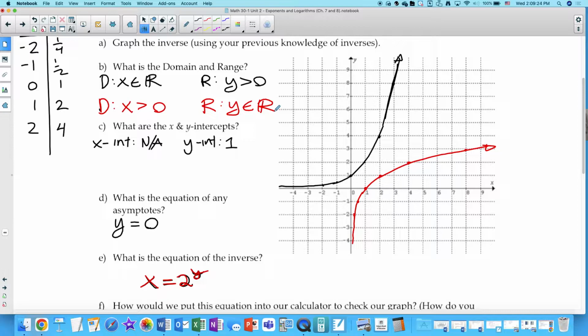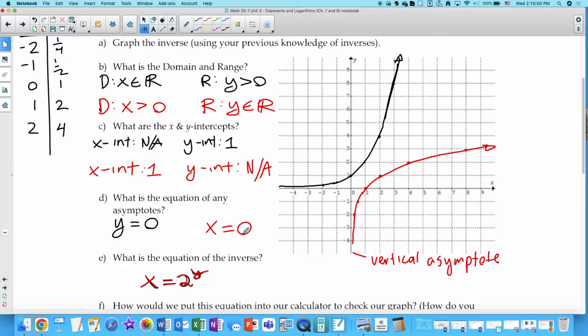Okay, what's the x-intercept of the inverse? 1. And the y-intercept? Yeah, there is none. Okay, the asymptote. What's the equation of the asymptote? X equals 0. Now the y-axis is an asymptote, and this is called a vertical asymptote. Okay, so the equation of the asymptote is x equals 0. Here's the equation. Okay, now do we have a way of isolating y that we know of? Yeah? How? How would you isolate y here?